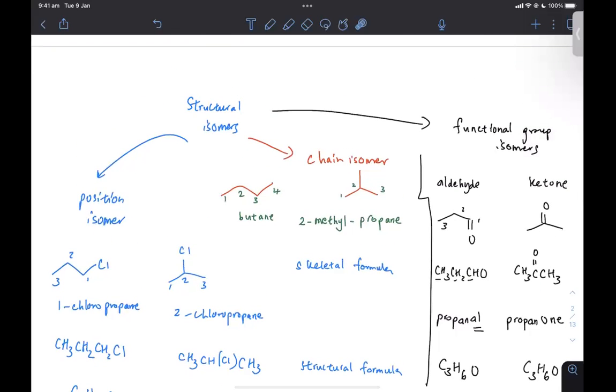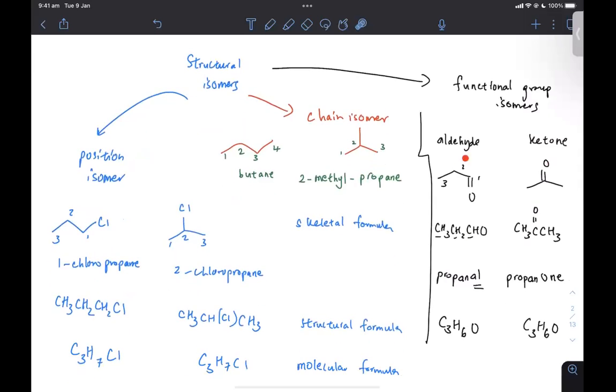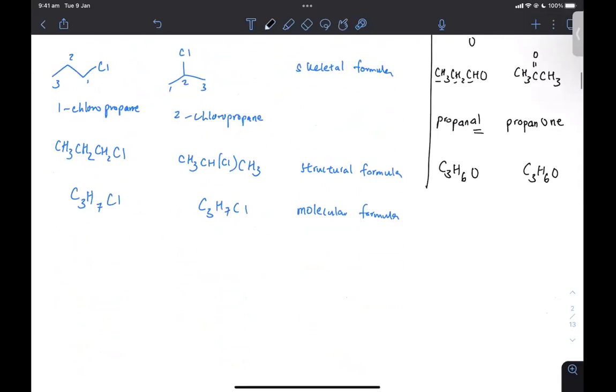But not only are their structural formulas different, they also have a different functional group. That's why functional group isomer comes under structural isomer. Aldehyde and ketones are not the only functional group isomer. There is another one. It's also in your AS topic. It's called carboxylic acid and ester.